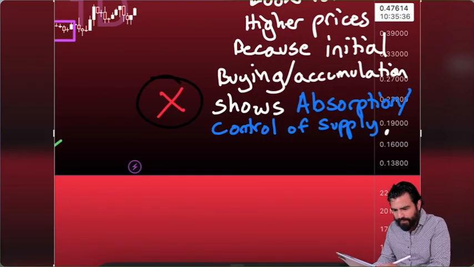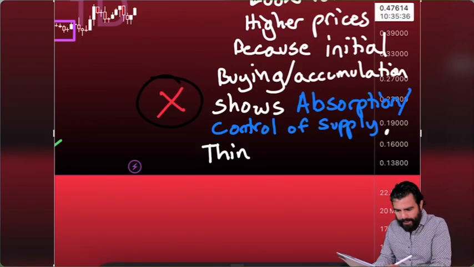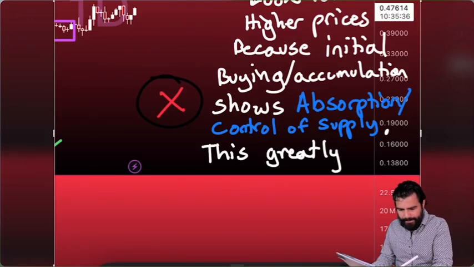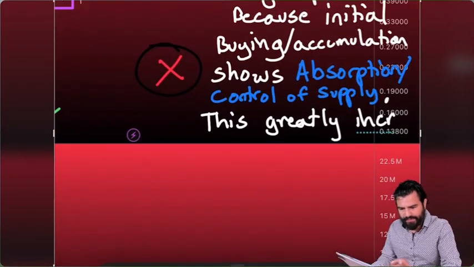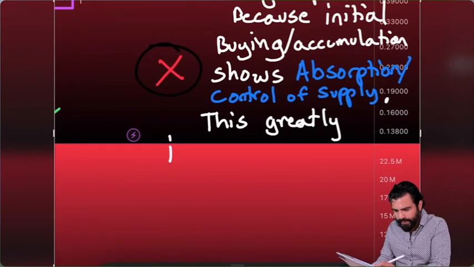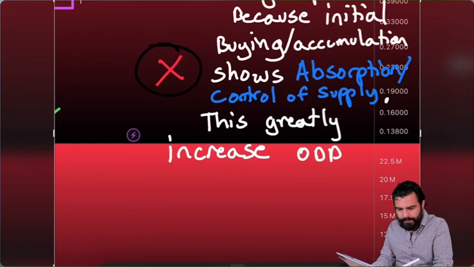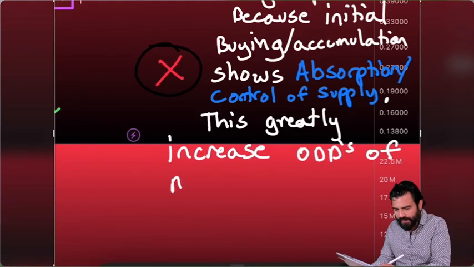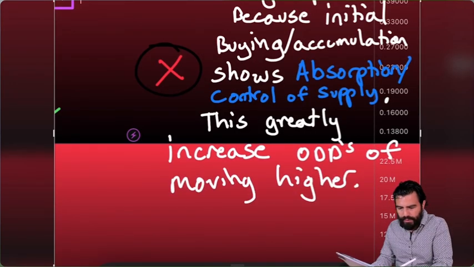Slide shows absorption / control of supply. This greatly increases, oh, I don't have any more room to write there. Increases odds of moving higher. All right.